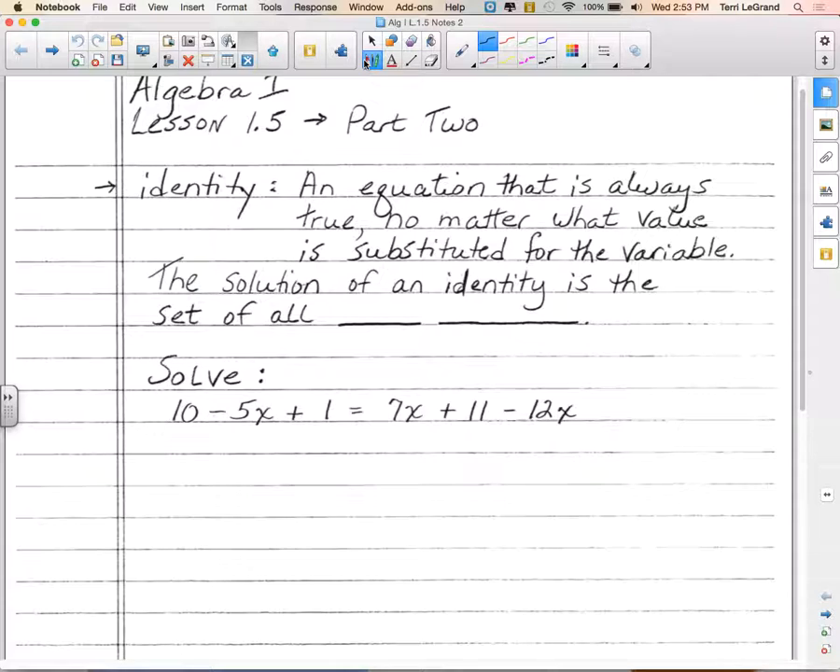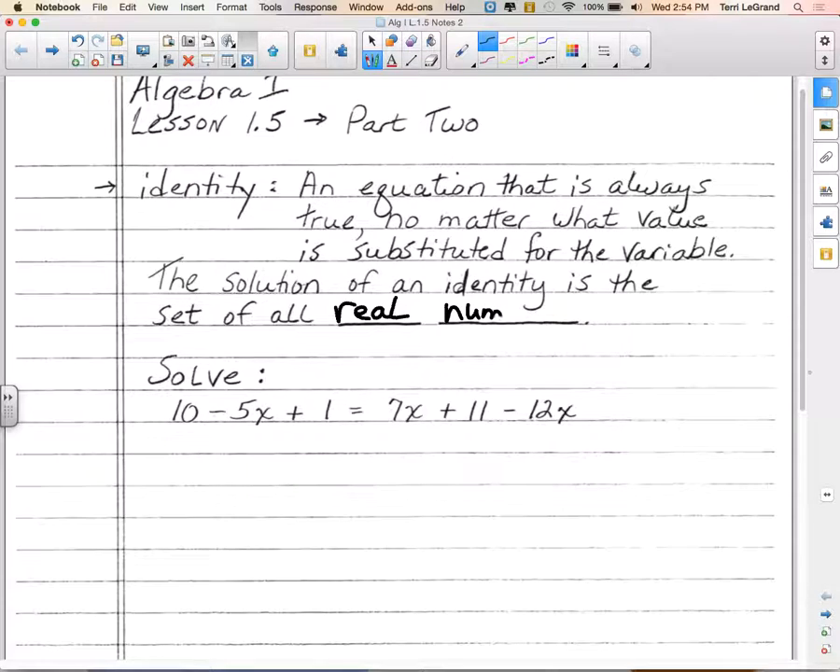So this is one of our vocabulary words, identity. It was one of our 9 vocabulary words from the first 5 lessons, which we're now in the 5th lesson. An equation that is always true, this should sound familiar, no matter what value is substituted for the variable. So in other words, it's saying, no matter what you put into that equation for the variable, in all the parts where the variable is, it's going to make that equation true. It's going to check out, basically. So the solution of an identity, then, is the set of all real numbers.